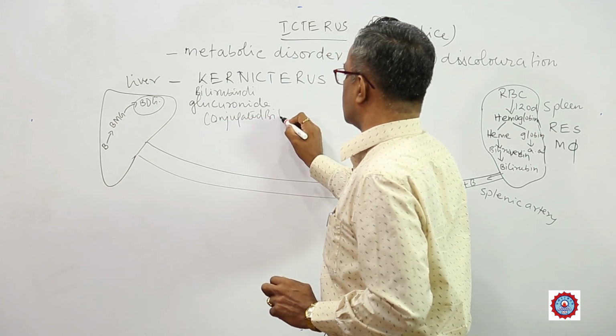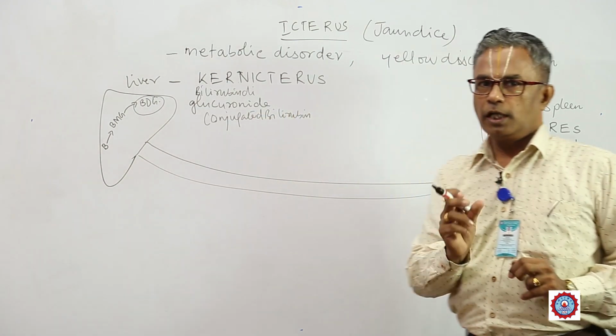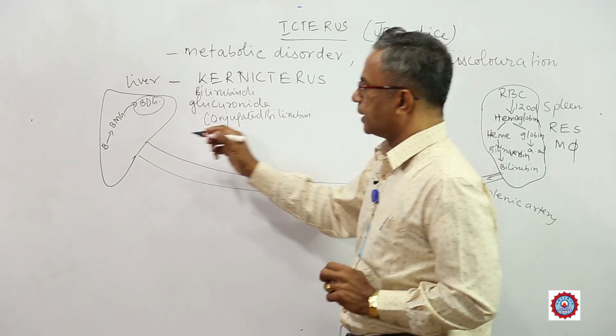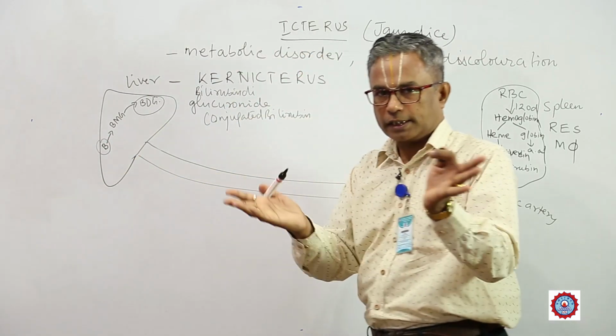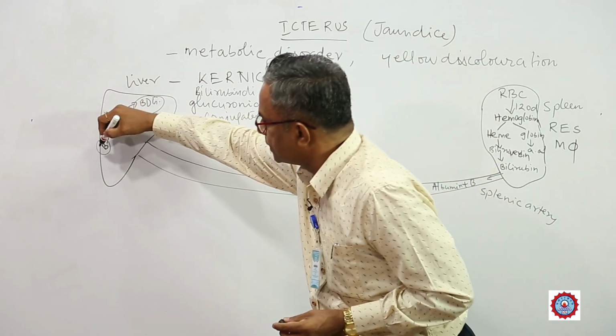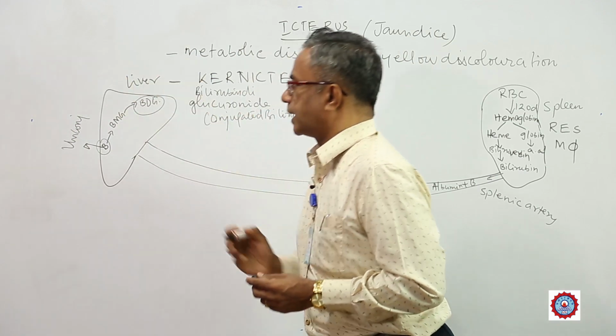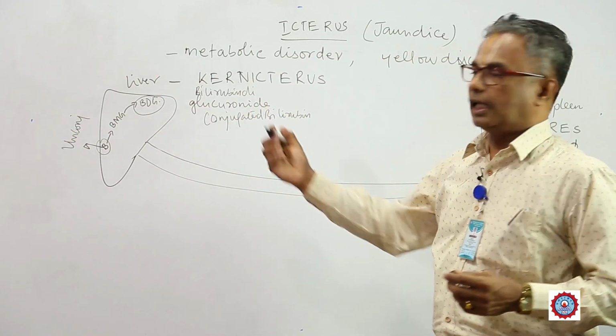because it is conjugated, it is combined with glucuronide, a compound, that is why it is called as conjugated bilirubin. This bilirubin, which is not attached to any compound, is called as unconjugated bilirubin. I will just put it here as unconjugated bilirubin. We will come to that later.